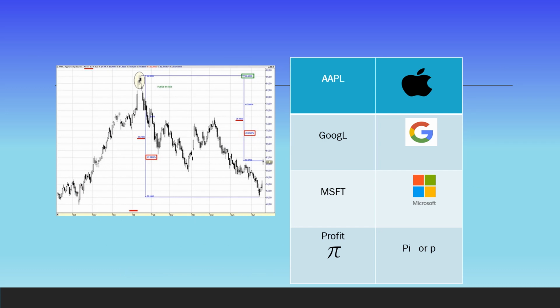So when an iDevice is launched, we can see the stock values for the corresponding stock symbols. Let's use the stock symbols for Apple, which is AAPL. The stock symbols for Google are GOOG and GOOGL. One has no voting rights, and I think the other has voting rights. Then Microsoft is MSFT. And we all know that the profit is usually denoted by the symbol pi or P.